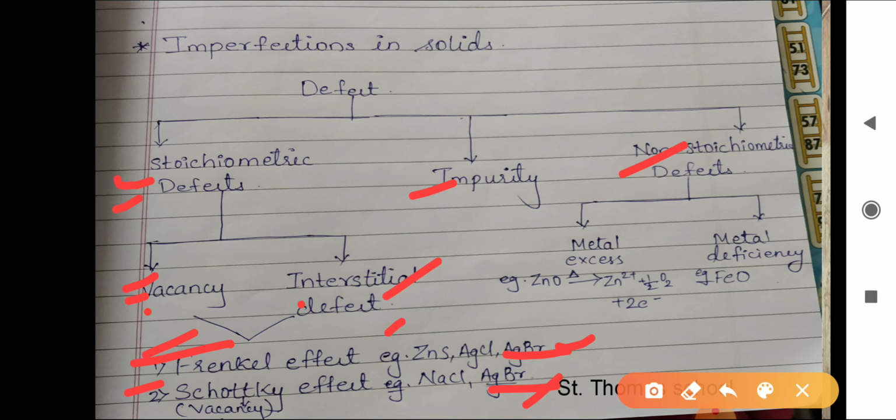Next one is non-stoichiometric defects. In that, it is again divided into two parts, that is metal excess defect and metal deficiency defect. So here, these defects do not disturb the stoichiometry of the crystalline substance. However, a larger number of inorganic solids are known which contain the constituent elements in a non-stoichiometric ratio due to defects in their crystal structures. These defects are divided into two parts, that is metal excess and metal deficiency defect. You can see it is written here.